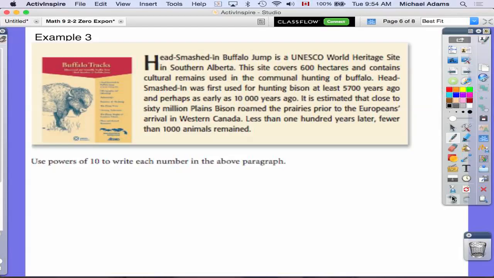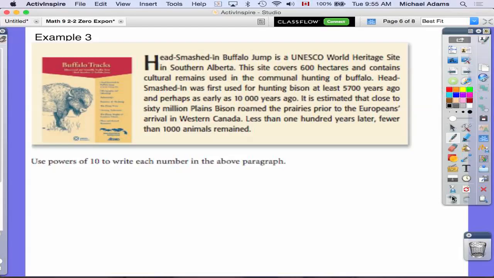Okay, this site covers 600 hectares and contains cultural remains used in the communal hunting of buffalo. Head-Smashed-In was first used for hunting bison at least 5,700 years ago, and perhaps as early as 10,000 years ago. It is estimated that close to 60 million plains bison roamed the prairies prior to the Europeans' arrival in Western Canada.